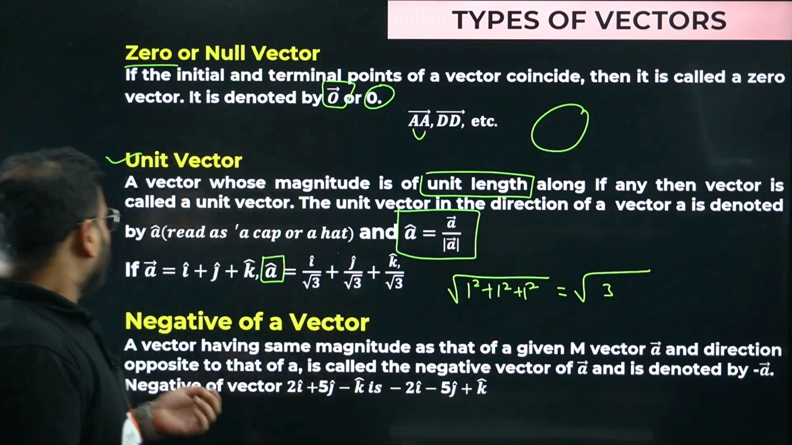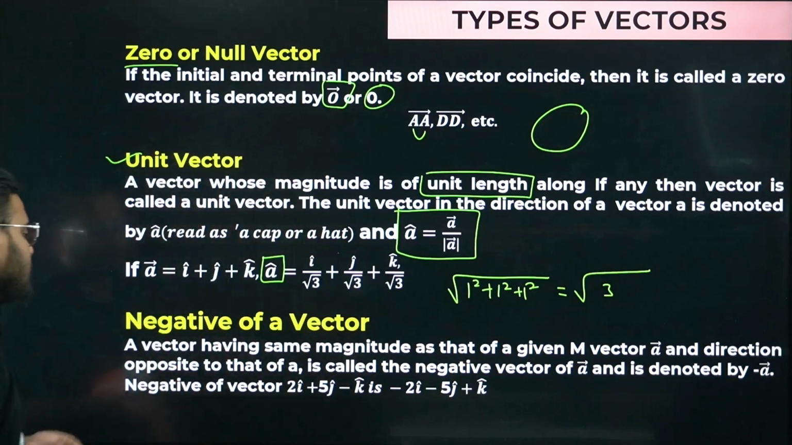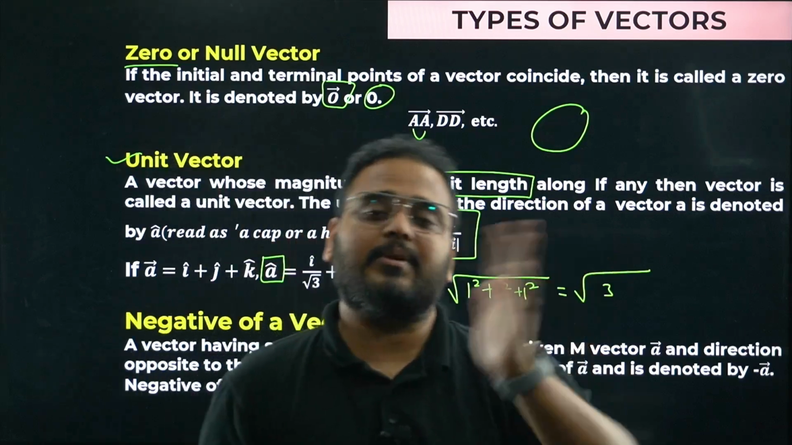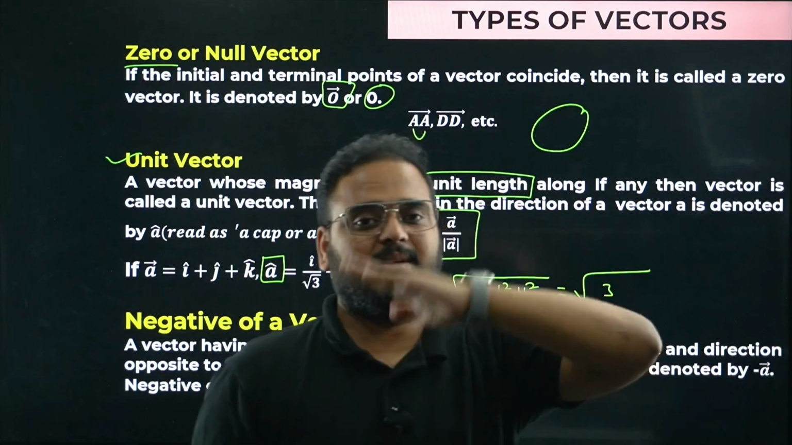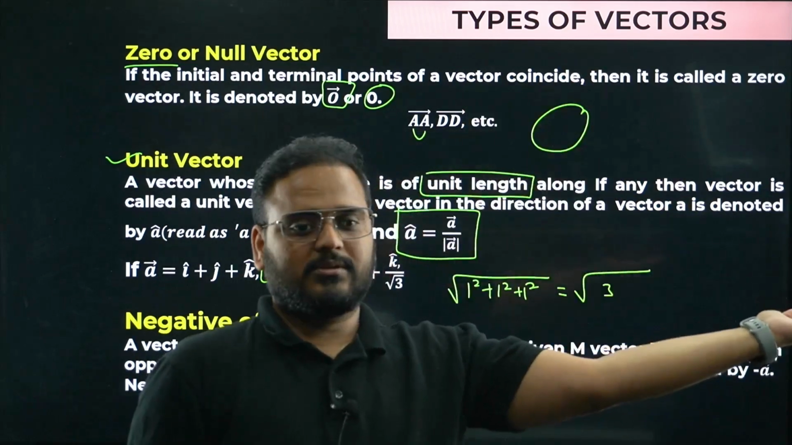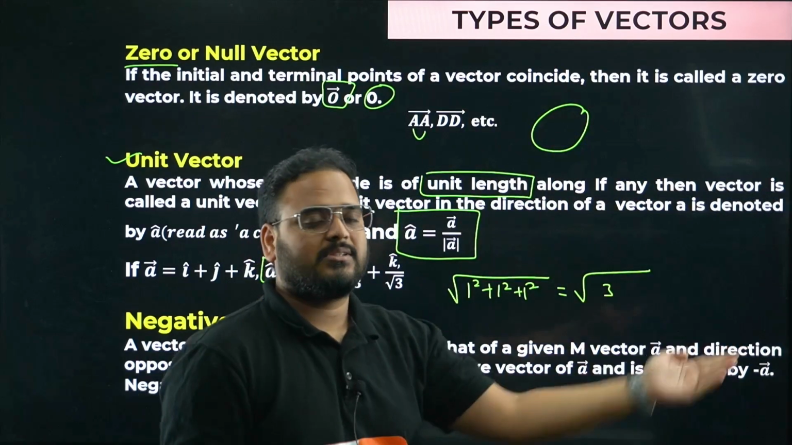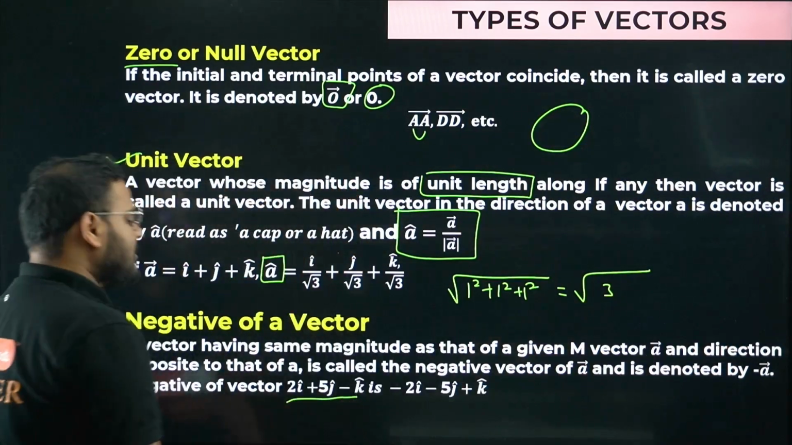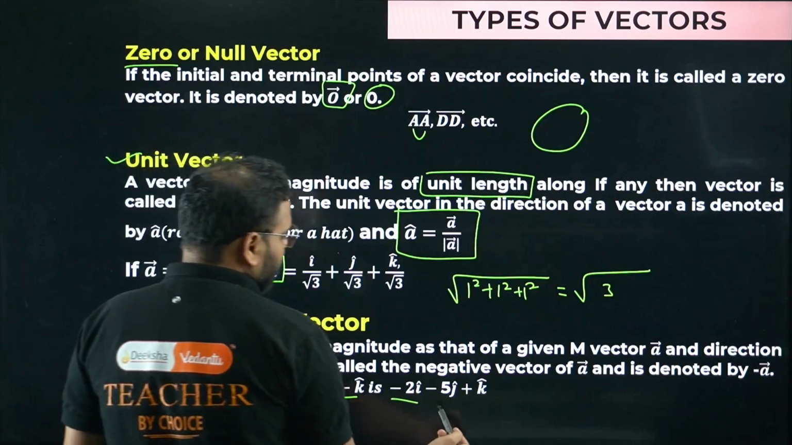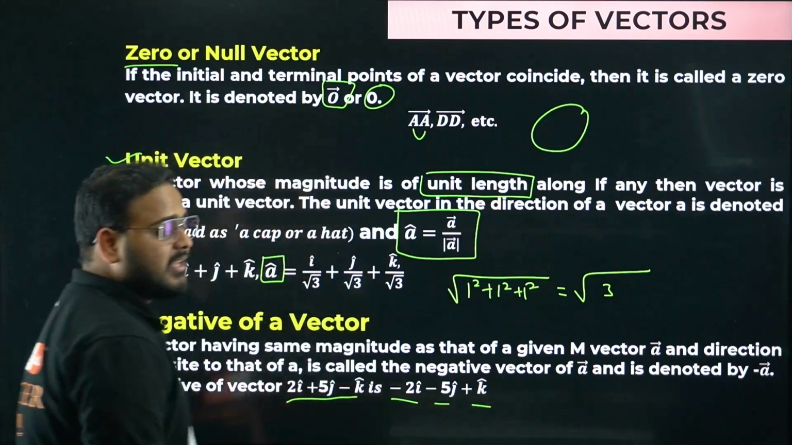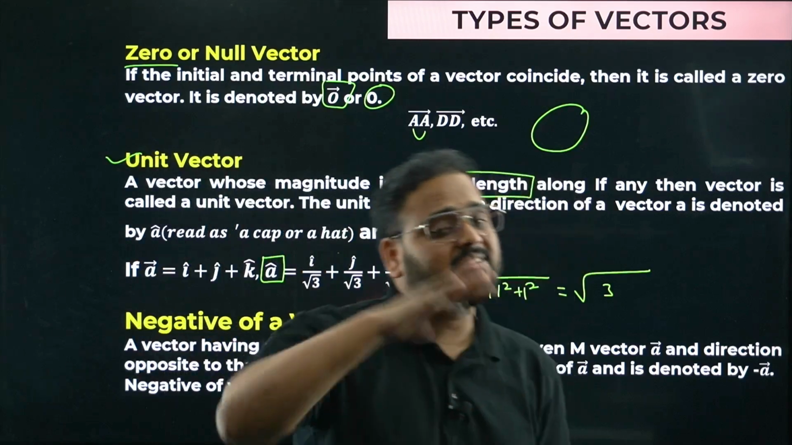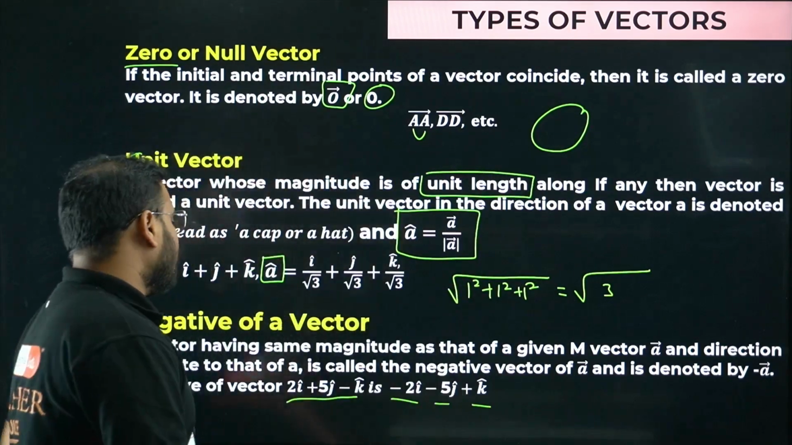Alright. Now the negative of a vector: of course, the magnitude will remain the same, but the direction of the vector will be reversed. Initially the vector was like this, it becomes like this. So if we had 2i plus 5j minus k, it becomes minus 2i minus 5j plus k. Again remember this, the magnitude will not change, only the direction sense will reverse. Let's move on now.